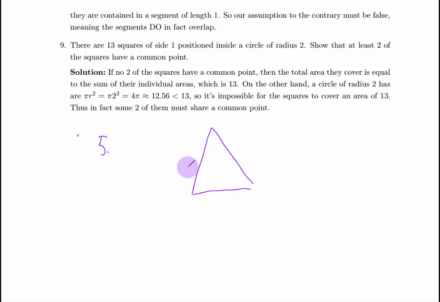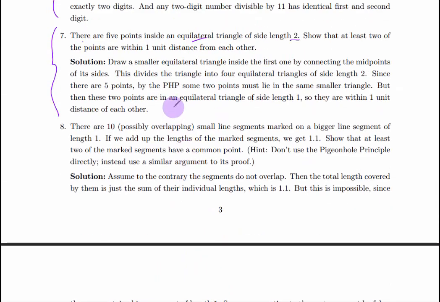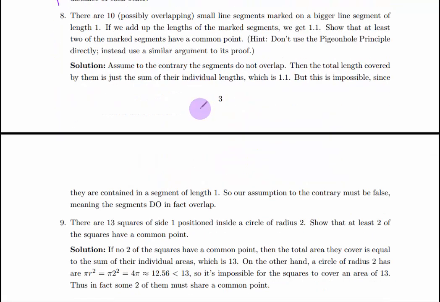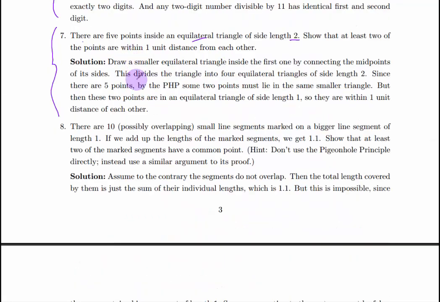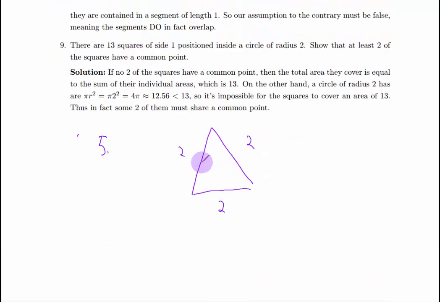And you've got an equilateral triangle, and the sides are of length 2. And you've got 5 points in here. And you want to show that at least two of them are within a unit distance of each other. Okay, so it looks like my points are my pigeons. Now, what are the pigeonholes? Well, let's create some pigeonholes. Since we have 5 points, we probably want 4 pigeonholes, and here we can make 4 pigeonholes like this.